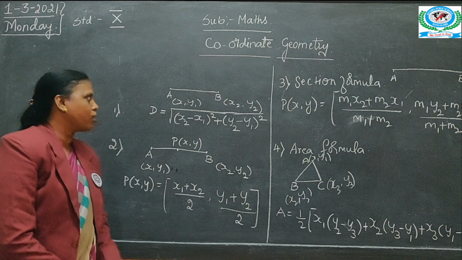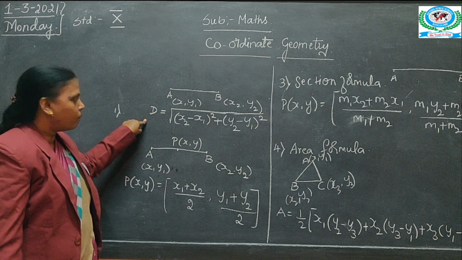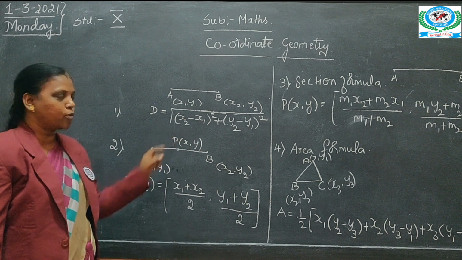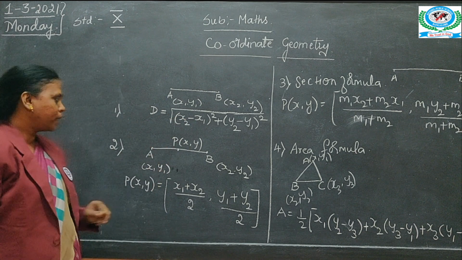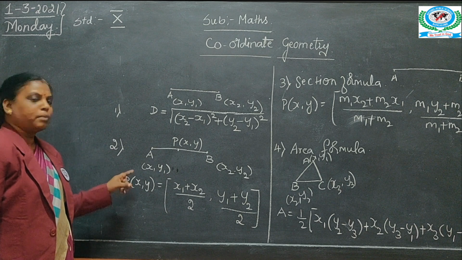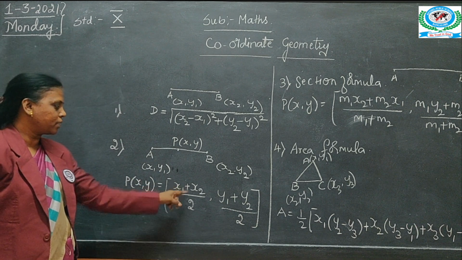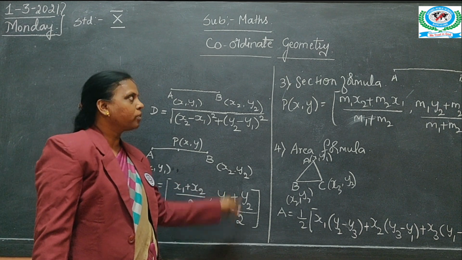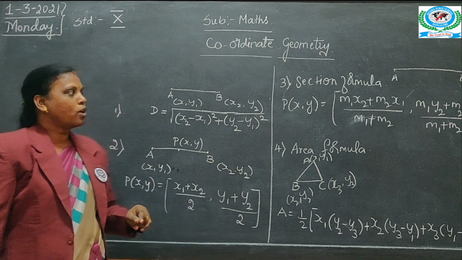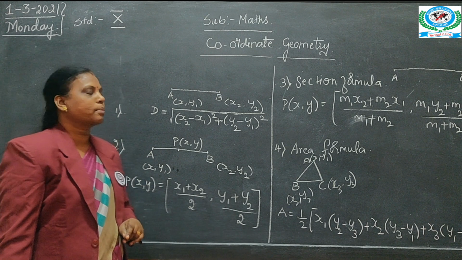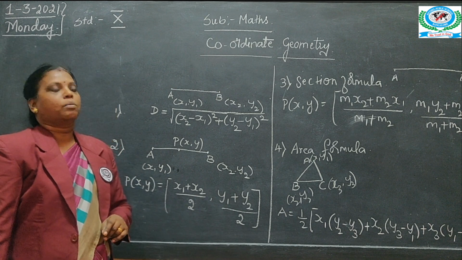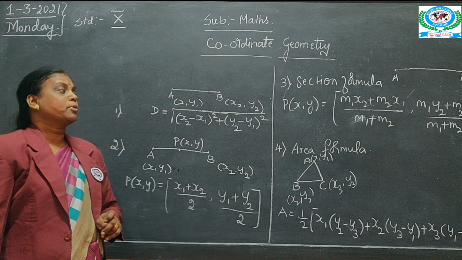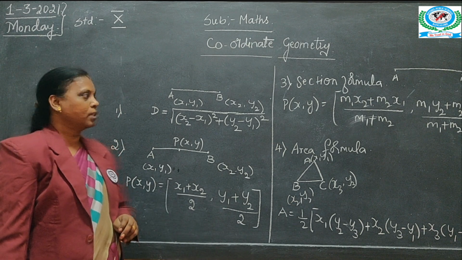So, you have 4 formulas. The distance formula, which is equal to square root of x2 minus x1 the whole square plus y2 minus y1 the whole square. And next you have the midpoint formula, x1 plus x2 divided by 2 comma y1 plus y2 divided by 2. Third you have the section formula, m1 into x2 plus m2 into x1 divided by m1 plus m2 comma m1 into y2 plus m2 into y1 divided by m1 plus m2.